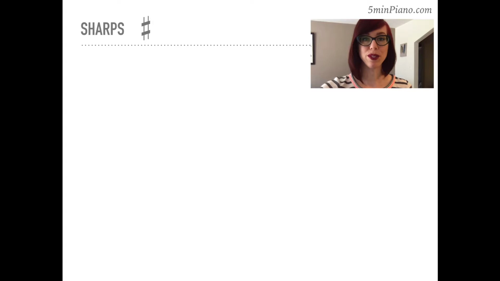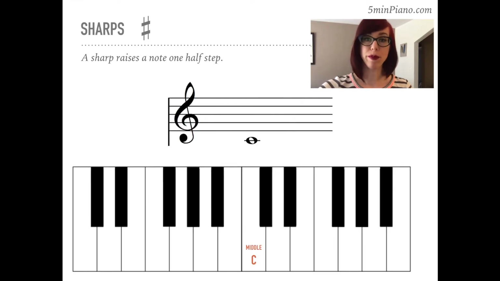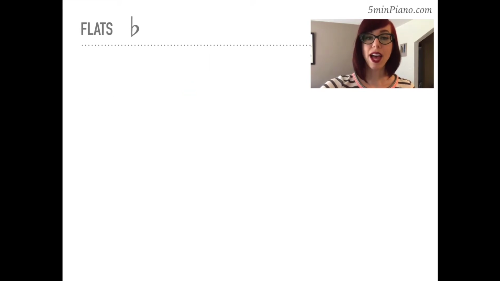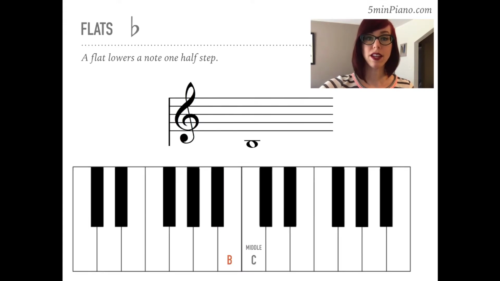Let's talk about sharps. A sharp raises a note 1/2 step. So if we add a sharp to middle C, then we go up a half step to the black key known as C sharp. Sharps always go to the right. A flat lowers a note 1/2 step, so a B flat would go to the black key to the left.